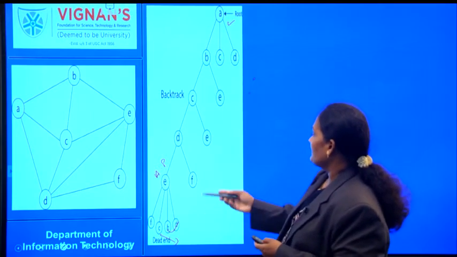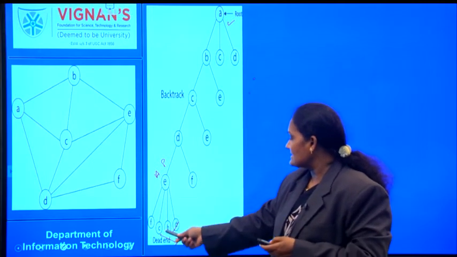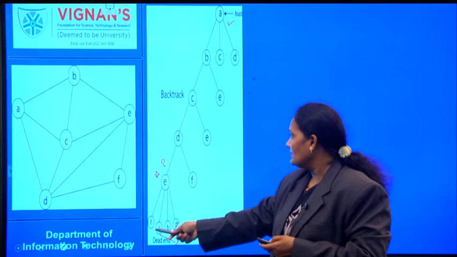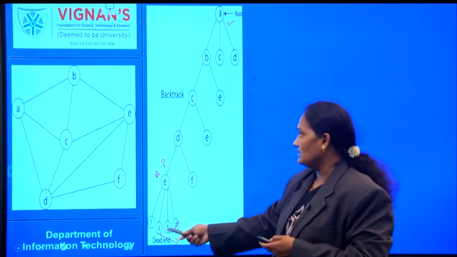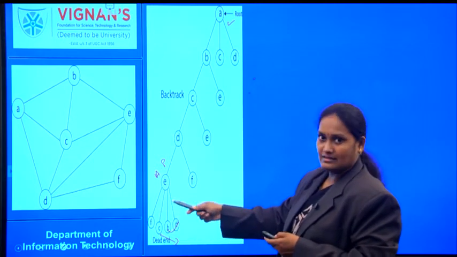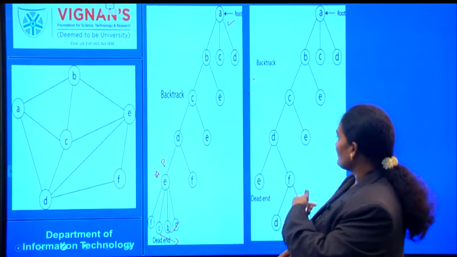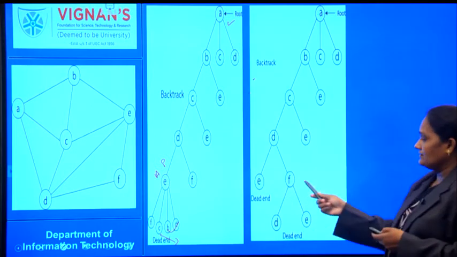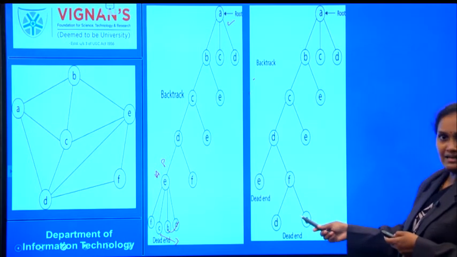Now let us see. From E, we are considering another way, which is C. From E we can move to F or from C. Here also from C we cannot get the path. That is why we are moving to another one, F, F to D and F to E. Here also I am not getting the path.